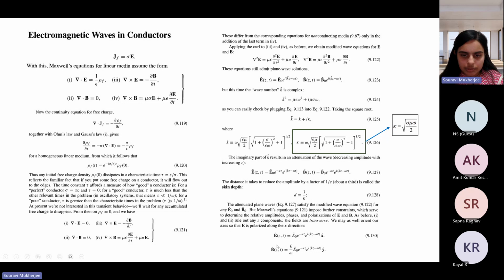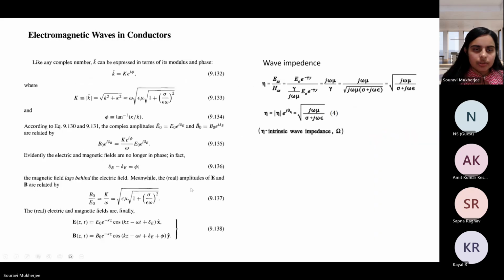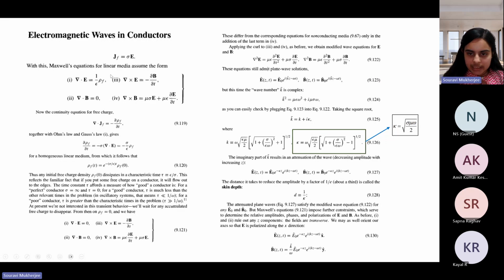Electric fields and magnetic fields are related anyway, and this comes from these relations and the fact that they are transverse. So this is how you can write the magnetic field if you know the electric field. Now one thing you have to look at is this term here. k here is the complex wave number. What do we mean by complex? Any complex quantity has a magnitude and also has a phase associated with it.